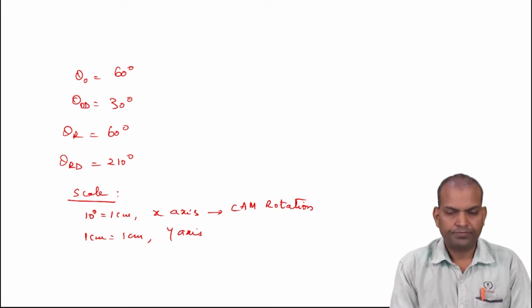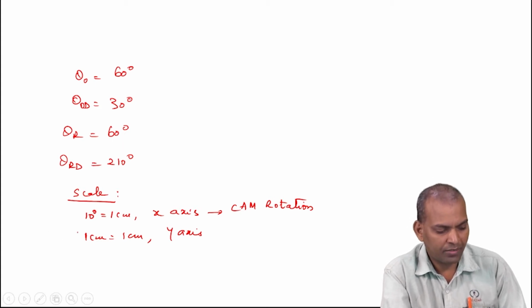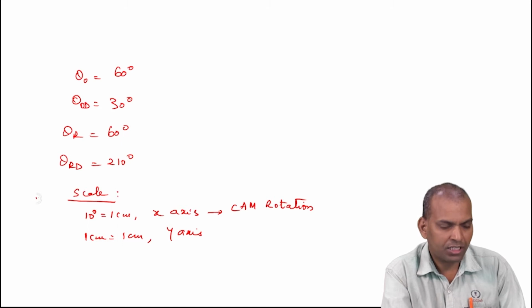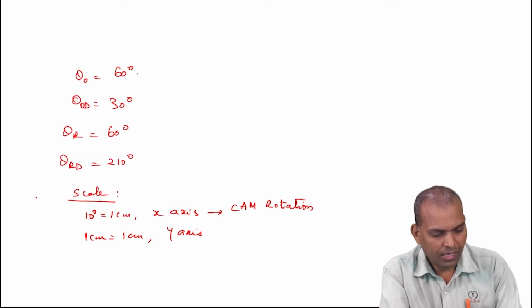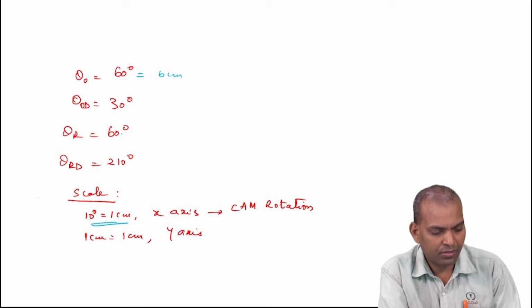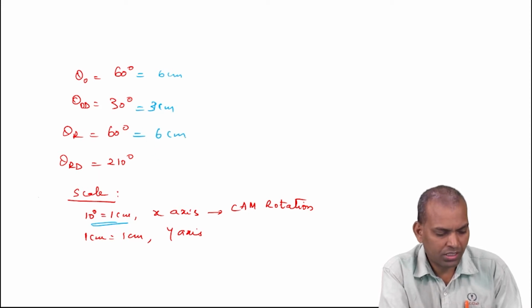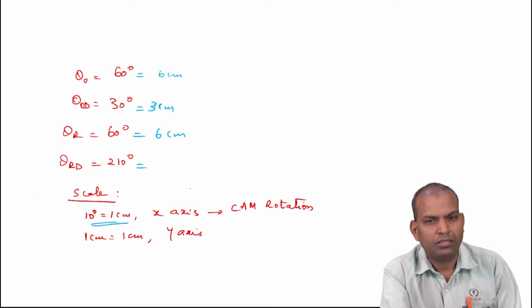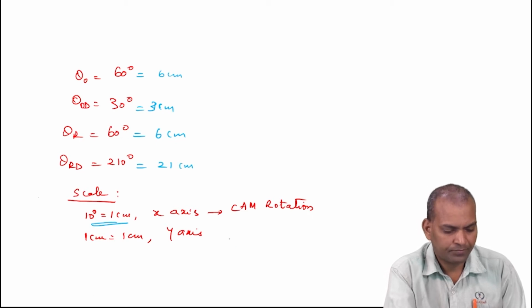Now theta O, the outstroke of 60 degrees, becomes how many centimeters? 10 degrees equal to 1 centimeter, so 60 degrees becomes 6 centimeters. Then theta OD, 30 degrees, becomes 3 centimeters. Theta R, the return stroke, again becomes 6 centimeters. Theta RD, the dwell during return, is 21 centimeters.